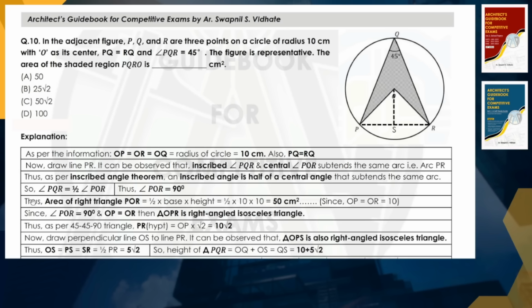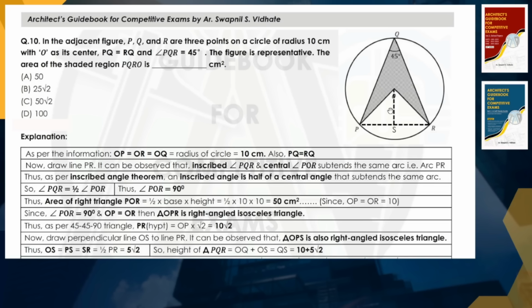So which means that your OS will be equal to PS, which is equal to SR, which will be half of your PR. Now the value of PR we have just calculated, which is 10 root 2. So half of PR will be 5 root 2. So that means the height of triangle PQR, right? Now we can calculate the height, which will be OQ plus OS, right?